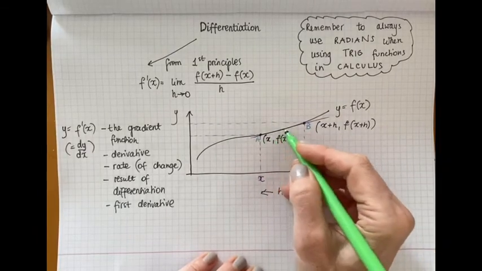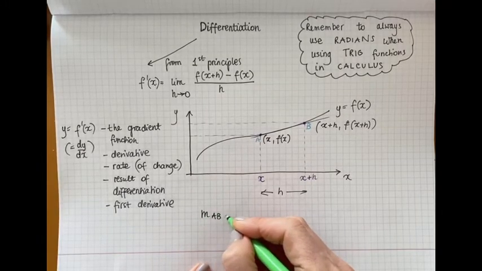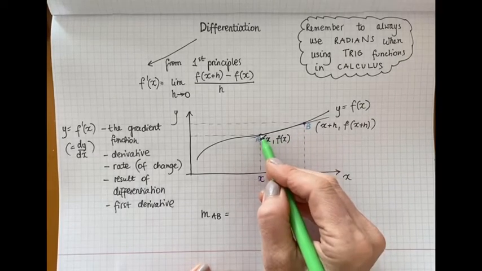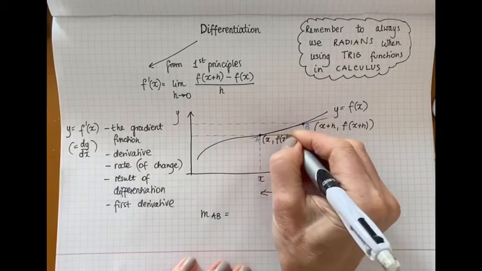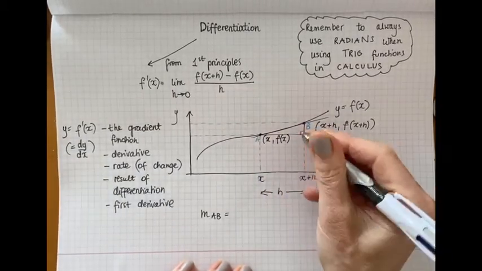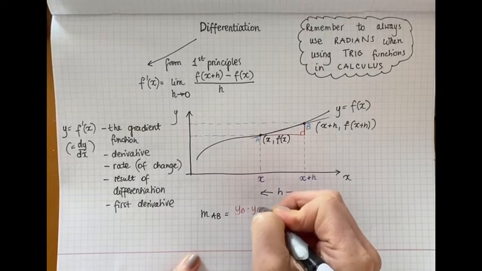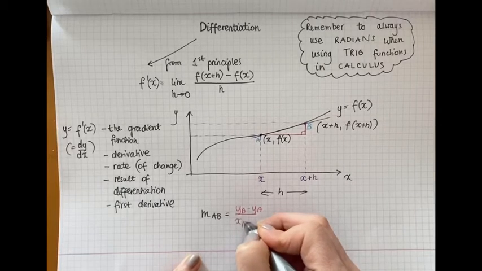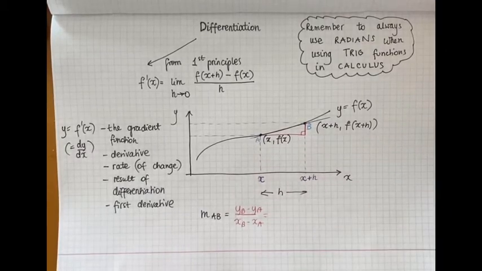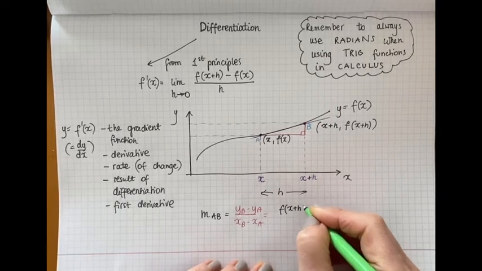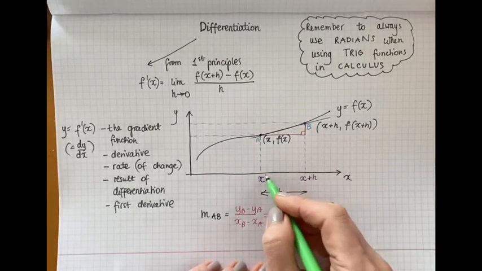Then the gradient of the chord AB is simply, let me just draw this triangle in a different color, the difference in y, so the y-coordinate of point B minus the y-coordinate of point A, and the difference in x, so the x-coordinate of point B minus the x-coordinate of point A. So effectively, what you're going to obtain here is f of x plus h minus f of x, the difference in y, and the difference in x is simply that h.